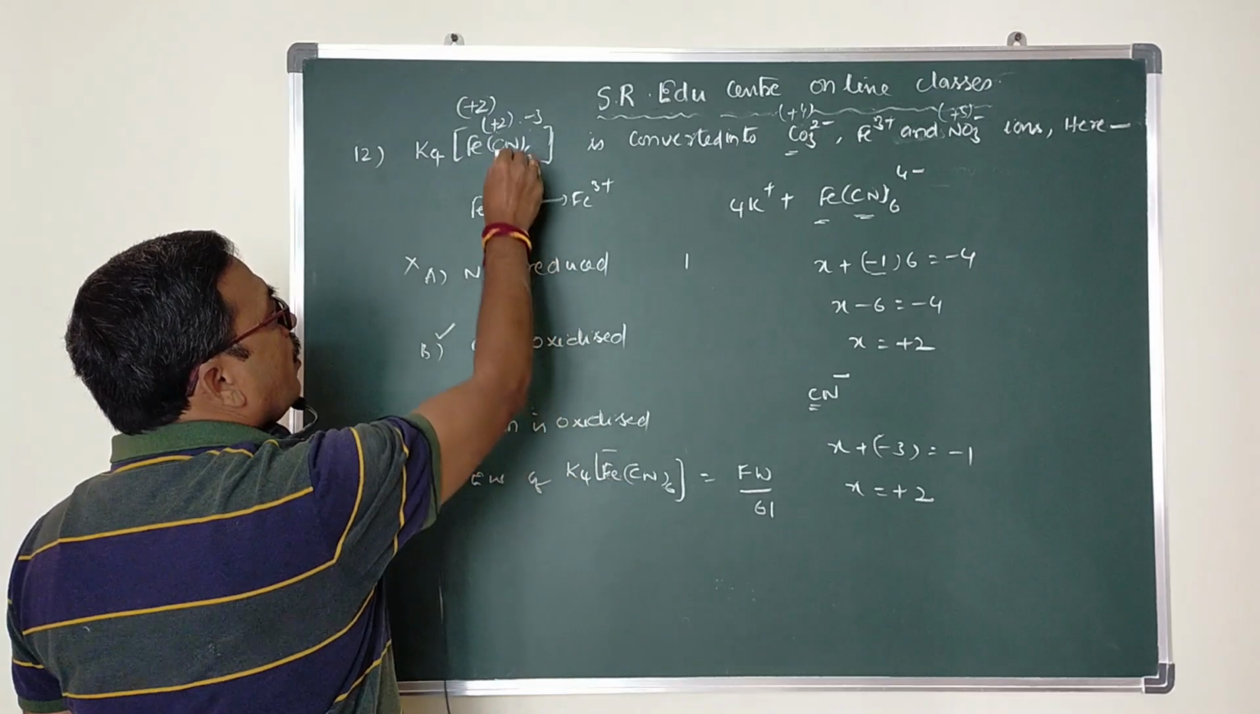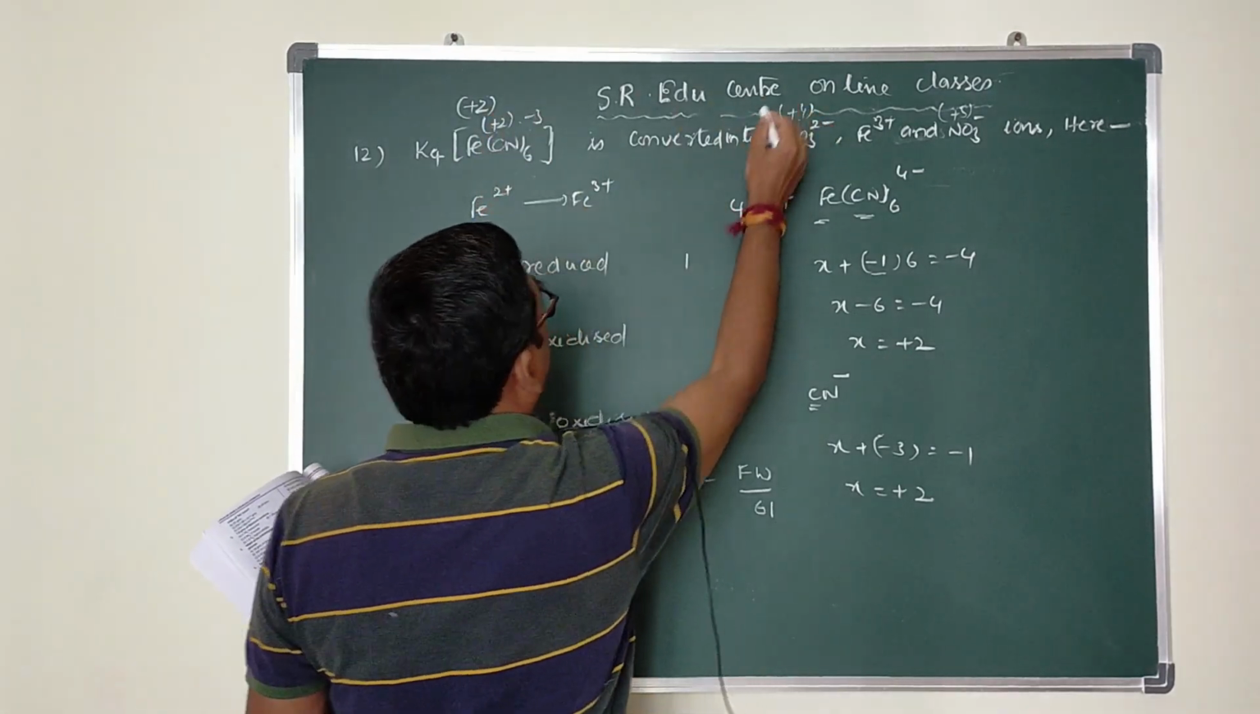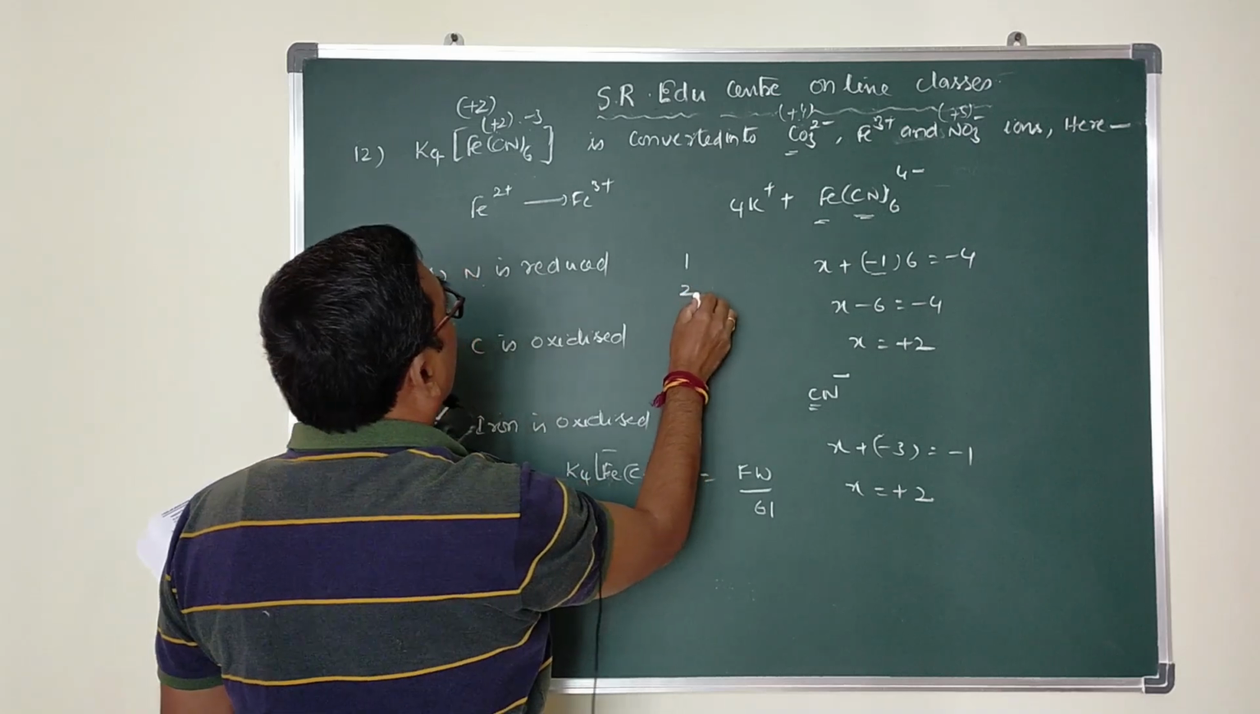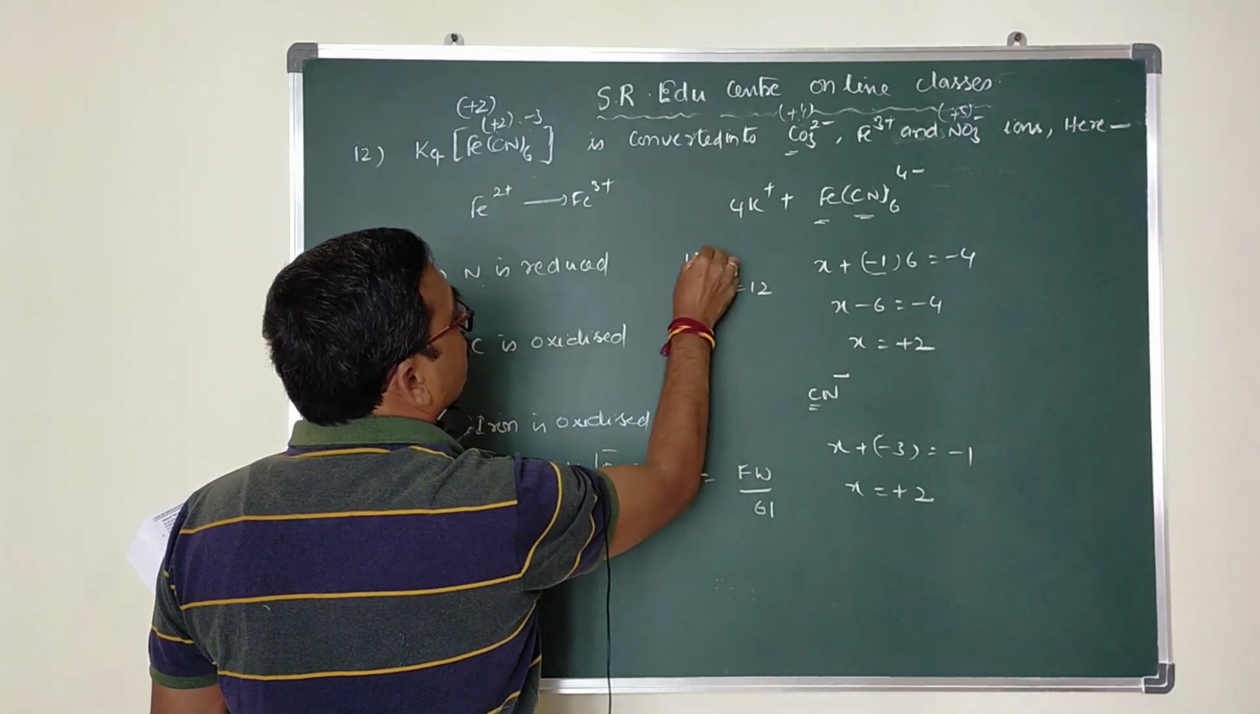Oxidation state of carbon changes from +2 to +4. Change is 2. How many carbon atoms are there? 6. That is equal to 12.